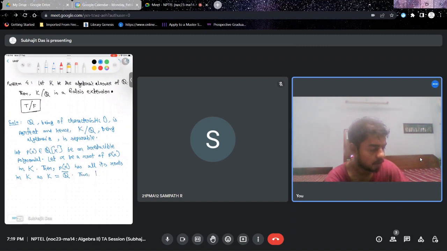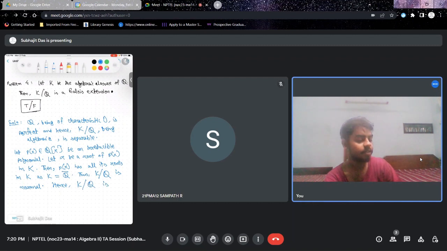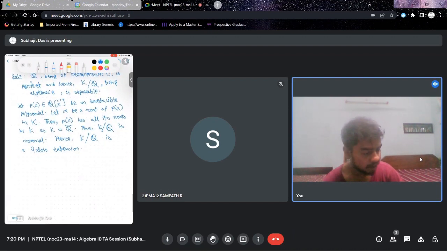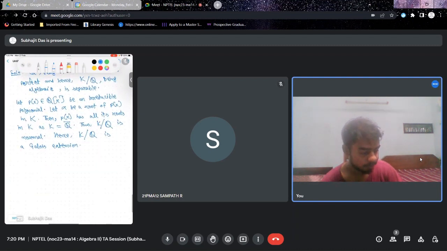Thus K over Q is normal. Hence K over Q is a Galois extension, because it's algebraic, normal and separable. Okay, so let's see the next problem. If you have a question, please feel free to ask me.